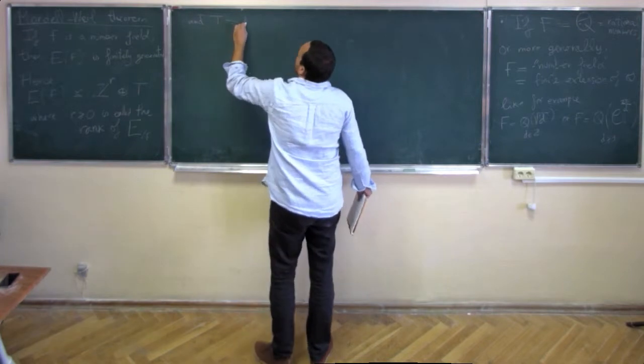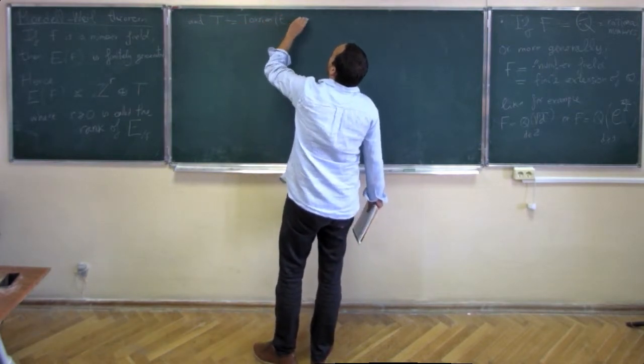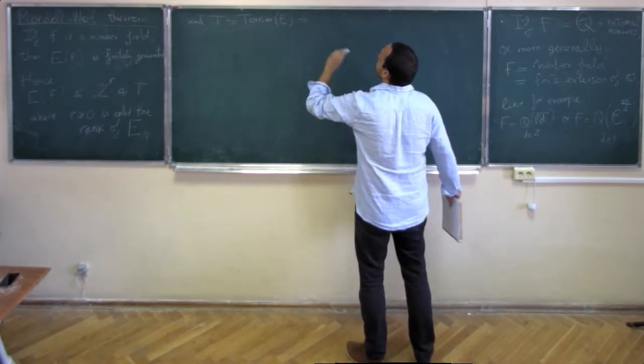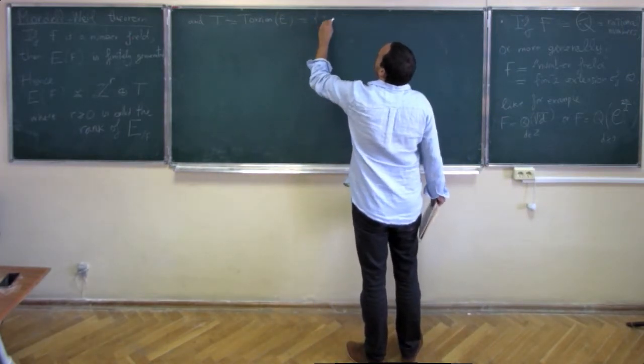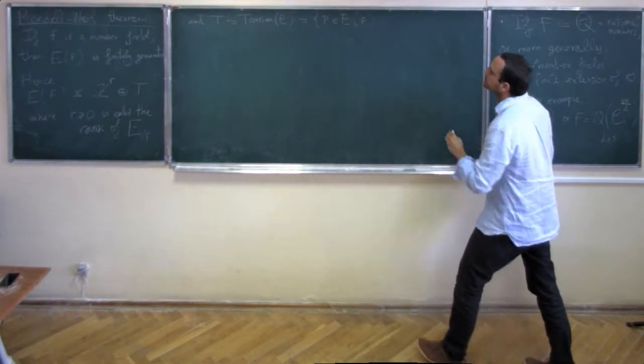So this is this r, and T is what we call the torsion of E. And these are just the points of finite order in the Mordell-Weil group, in the group of rational points.